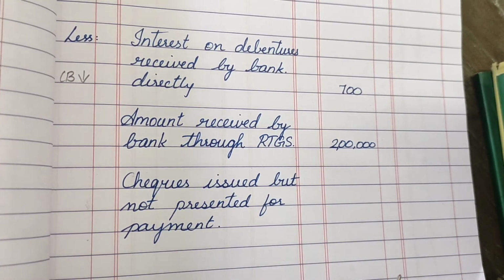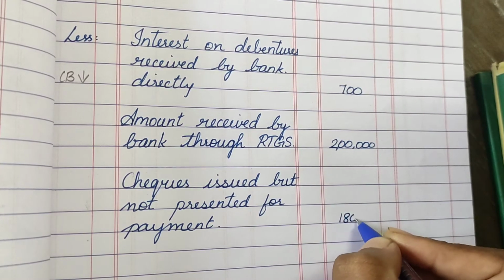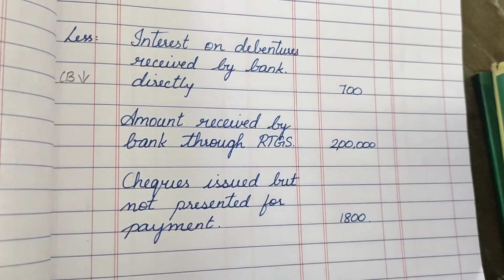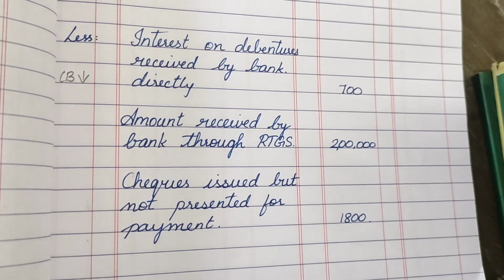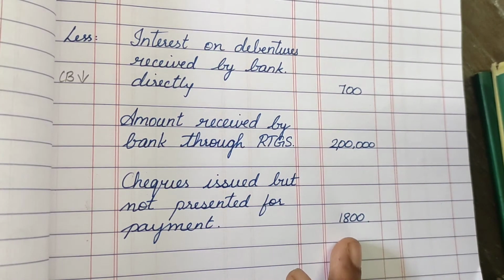So out of the 2 checks, only one check is not presented for payment. That is the first check, that is 1,800. So the 1,800 balance alone will be more in the passbook, whereas it has already been recorded in the cash book as paid. So the cash book will be less of balance by 1,800, which is recorded on the inner column.